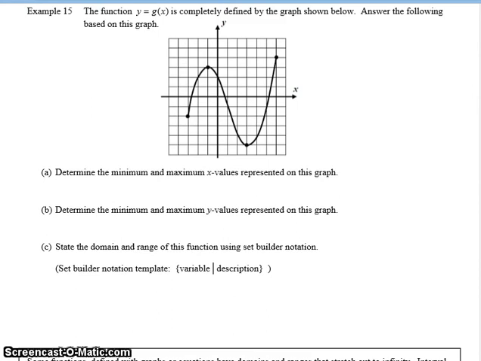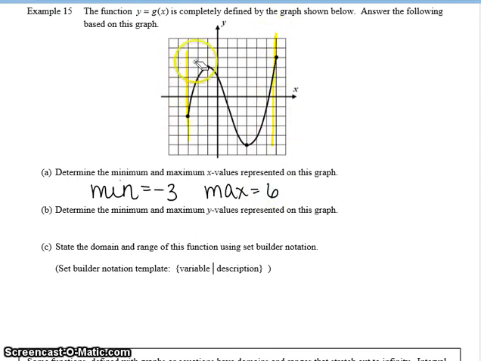Example 15. It says the function y equals g of x is completely defined by the graph shown below. Answer the following questions. Okay, so they just give us this graph. Determine the minimum and maximum x values. Okay, so now with x, remember, x goes from left to right. So the lowest is the minimum. So you look at that graph, and the value most left, the minimum, is going to be -3. Okay? And if you look at my yellow highlighter, the maximum would be the value that's greatest to the right, which is going to be 6. Okay, so these yellow lines are at -3 and +6.